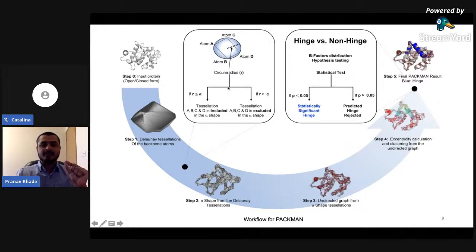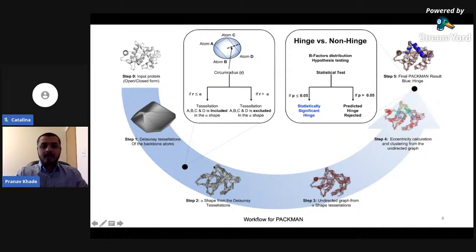The alpha value is a parameter which tells us whether we want to keep this set of 4 points inside an alpha shape or not. If, let's say, the alpha value is 10 and the radius of the circumsphere is 12, we do not keep those 4 points in the alpha shape. We remove them from the Delaunay tessellation and just keep the ones which have radius less than 10. That's basically how we go from Delaunay tessellations to alpha shape. Once we get the alpha shape, it has all the information about the packing of the protein: which areas are densely packed, and which areas are not so densely packed.